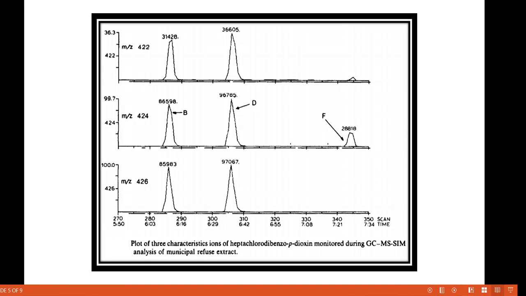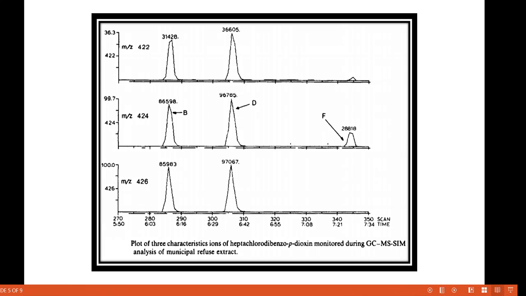Where the peak F shows no response in 426. Here in 422, 424 and 426, B has responded. Then here D has responded, but this F is not responded in these two cases. Therefore, they cannot be the substance of interest.